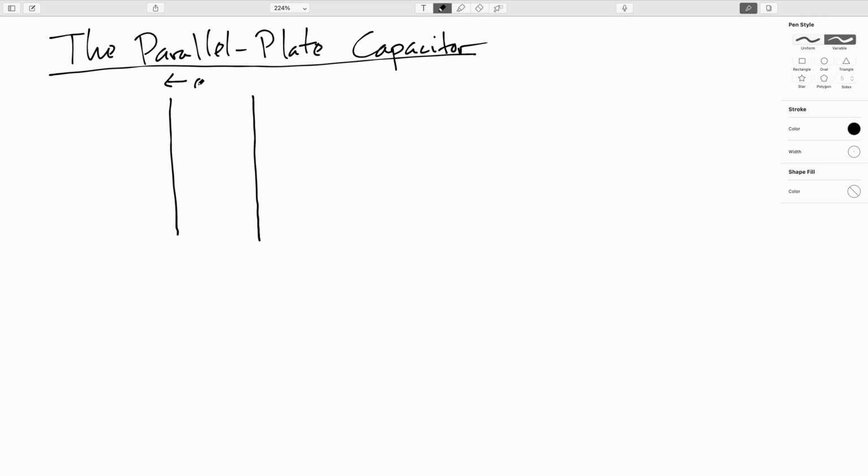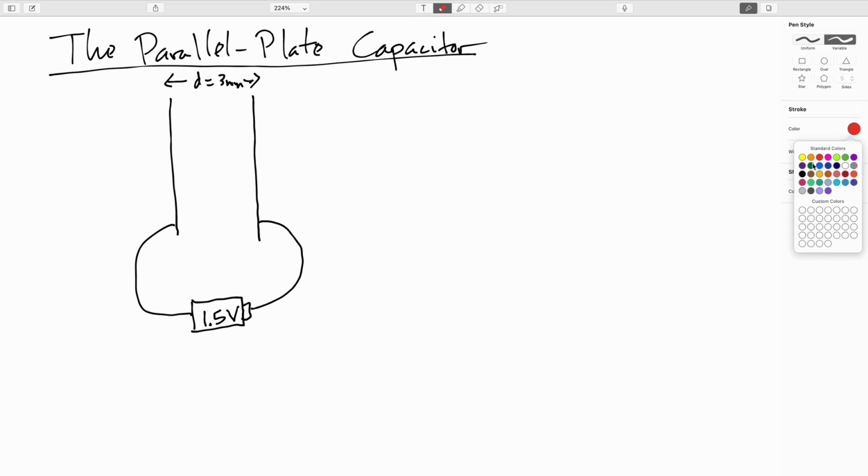We'll say that this one has a width of 3 millimeters, just to give some concrete number to it. And we'll hook this up to a 1.5 volt battery. We will see eventually that batteries move charges around. This is a metal plate here, this is a metal plate here. Batteries will move charge around in order to maintain this potential difference. As a result, we will end up having a surface charge distribution of negative charges on the plate that's hooked up to the negative terminal of the battery, and a surface charge distribution of positive charges on the plate that's hooked up to the positive terminal of the battery.